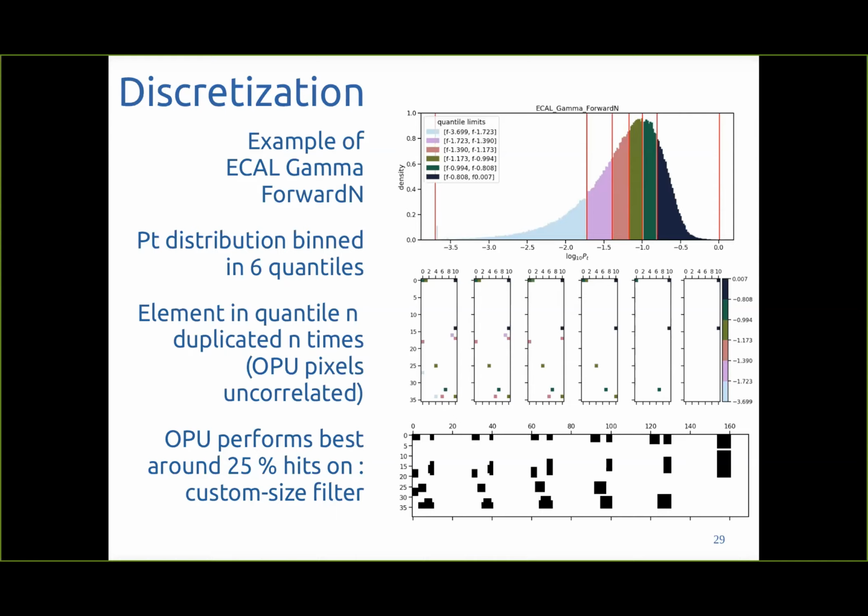Okay, we don't have a lot of pixels that are put to on, so the idea to have 25% of pixels hit is to apply a filter that will spread the heat that you have, so that in each quantile bin we have 25% of the pixels hit. That's for one of the 11 subdetectors. We do this for all.